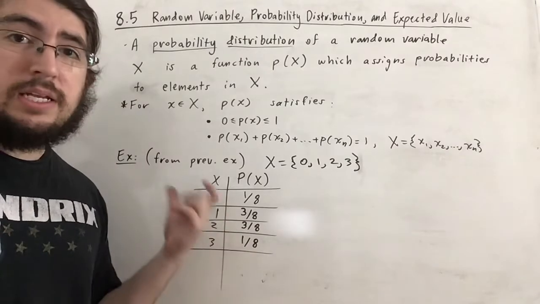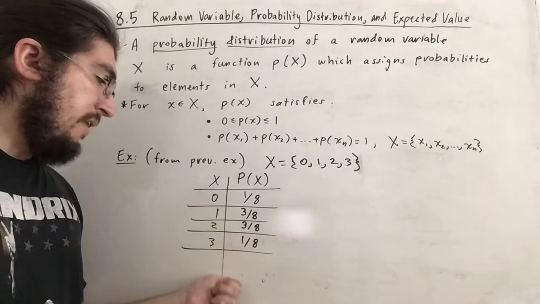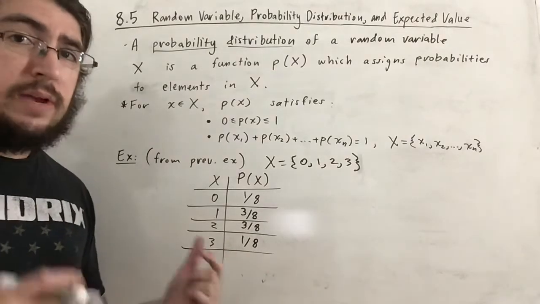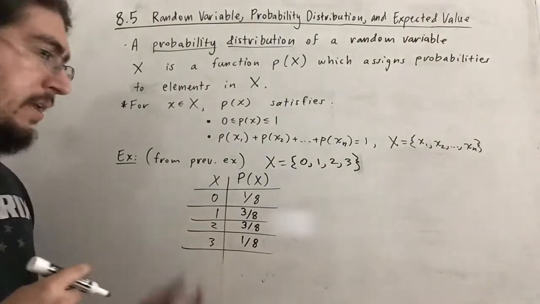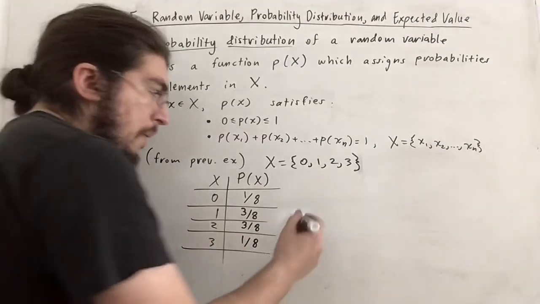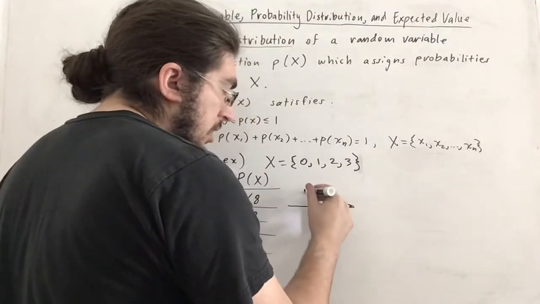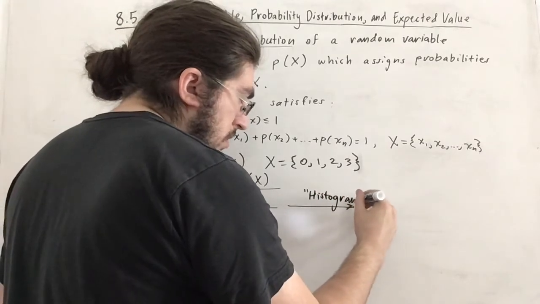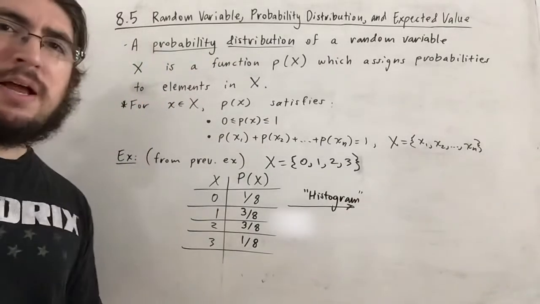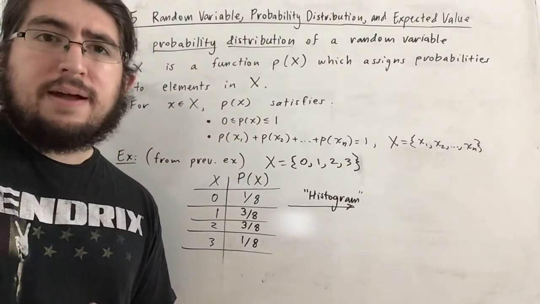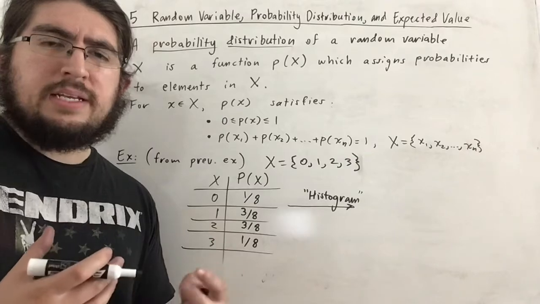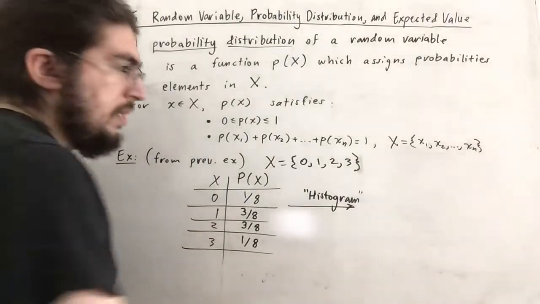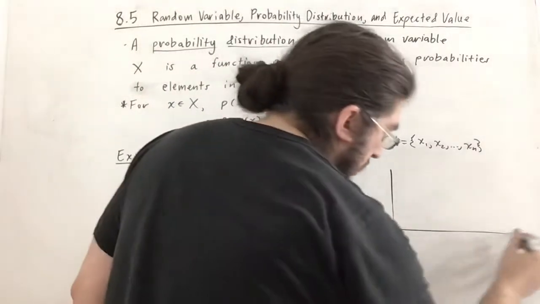And this is literally just the probability distribution. So very often when I think of probability distribution, I think of just this kind of table. Now there is a graph you can talk about, and the graph associated with the probability distribution is called a histogram. And a histogram is kind of like a bar graph, but it's very specific in the sense that we don't want spaces in between, and each of them have the same width.